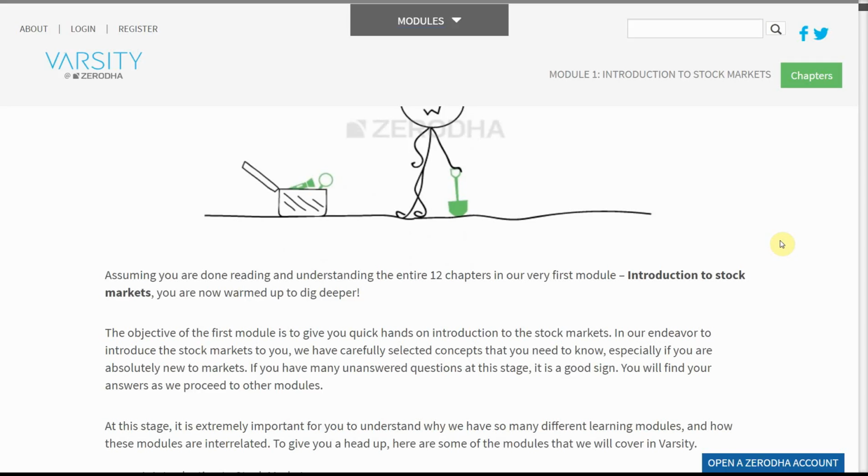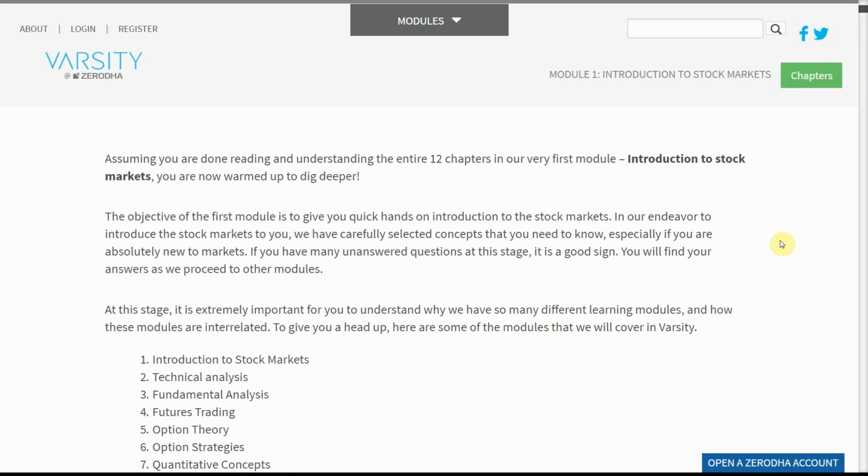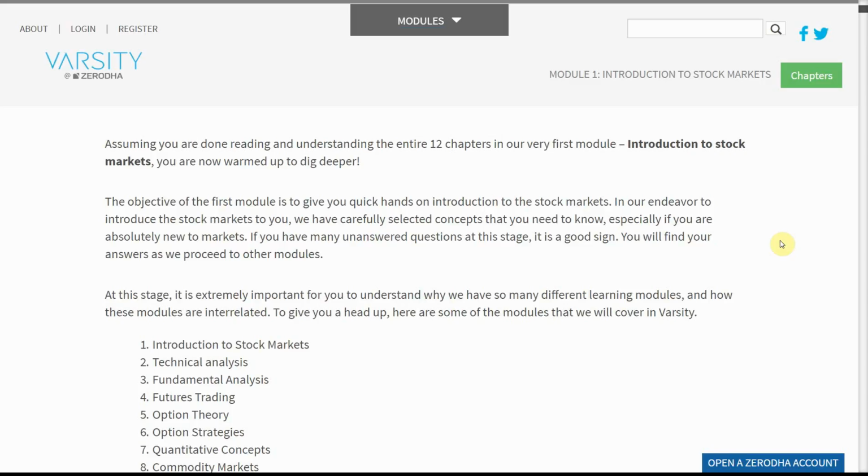Chapter 13. Getting started. Assuming you are done reading and understanding the entire 12 chapters in our very first module, Introduction to Stock Markets, you are now warmed up to dig deeper. The objective of the first module is to give you quick hands-on introduction to the stock markets. In our endeavor to introduce the stock markets to you, we have carefully selected concepts that you need to know, especially if you are absolutely new to markets. If you have many unanswered questions at this stage, it is a good sign. You will find your answers as we proceed to other modules.